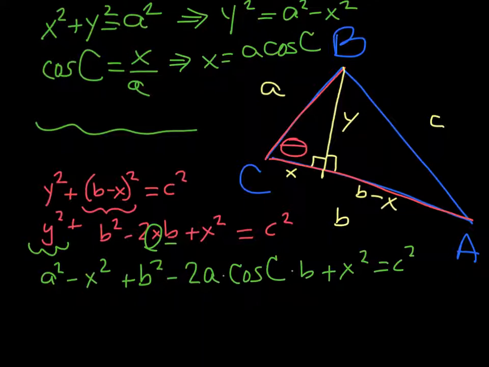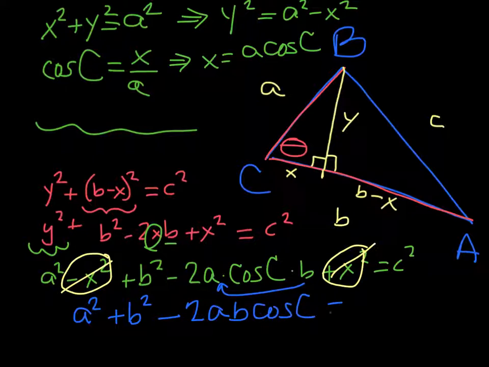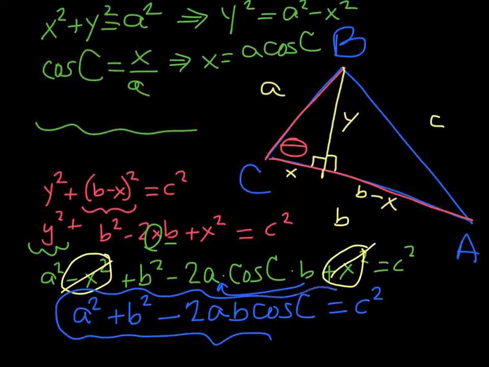All right, so looking through that now, I've got a minus x squared, I've got a plus x squared. They cancel out. They're out of here. And then I'm just going to clean it up a bit. And then we've got the law of cosines. So here we go. Let's make it blue. All right, so I've got a squared plus b squared minus 2ab times the cosine of c, all that equals c squared. So, ladies and gentlemen, this right here is the law of cosines, okay?